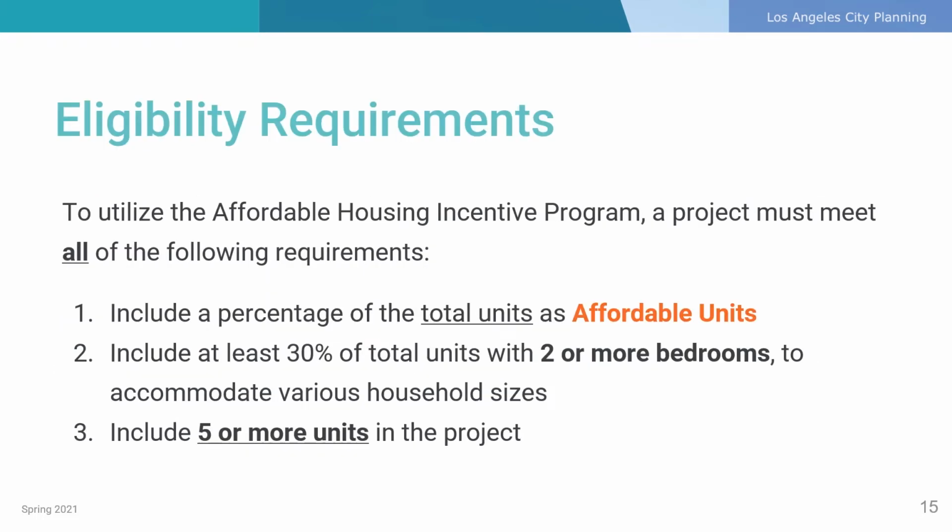For an applicant or developer to use this optional Boyle Heights Affordable Housing Incentive Program, a project must dedicate a percentage of the total units in the building as affordable units, include at least 30% of all the units in the new development with 2 or more bedrooms to accommodate varying household sizes, and a project must be a project that includes at least 5 units in the project. This means that an applicant constructing a duplex cannot utilize this program.